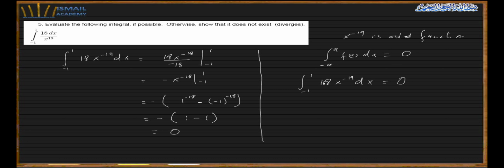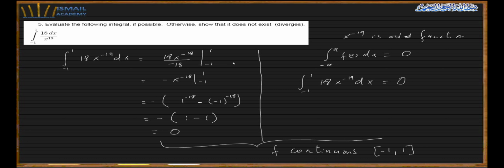And both scenarios are wrong because there is a condition that should be satisfied. So f must be continuous. So it must be continuous on the domain. That means it should be continuous between minus 1 and 1, which is not the case in our question, because at 0, this function x to the power minus 19 is undefined.